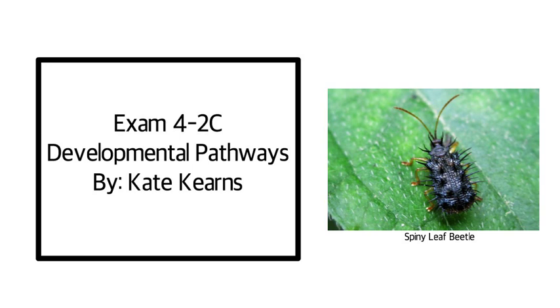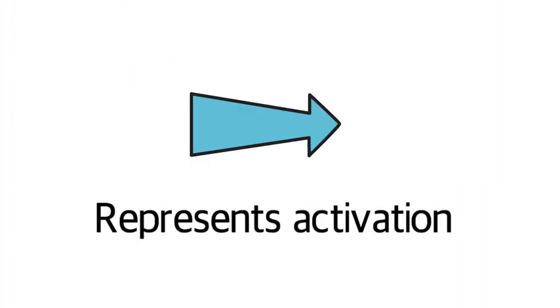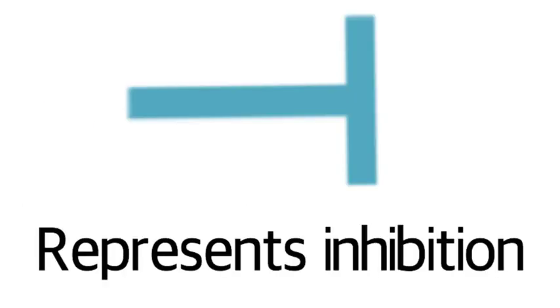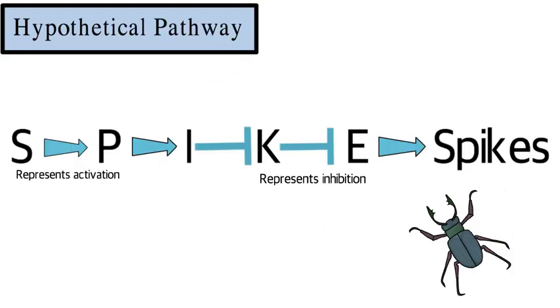In today's video, we will be discussing a hypothetical developmental pathway that leads to the formation of spikes in certain cells of the ectoderm of a spiny beetle. An arrow in a developmental pathway represents the progression of events from one step to the next, while a T-bar represents the inhibition of events. To begin, let's observe the following mechanism.